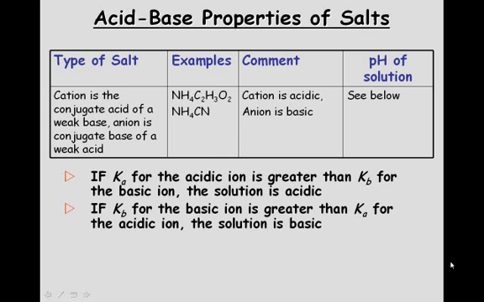Second situation, if the Kb for the basic ion is greater, so this would be in the example above, if the Kb for the C2H3O2- is greater than the Ka for NH4+, then the solution will be basic. So, and it sort of makes sense. Ka is greater, you get an acidic salt. Kb is greater, you get a basic salt.